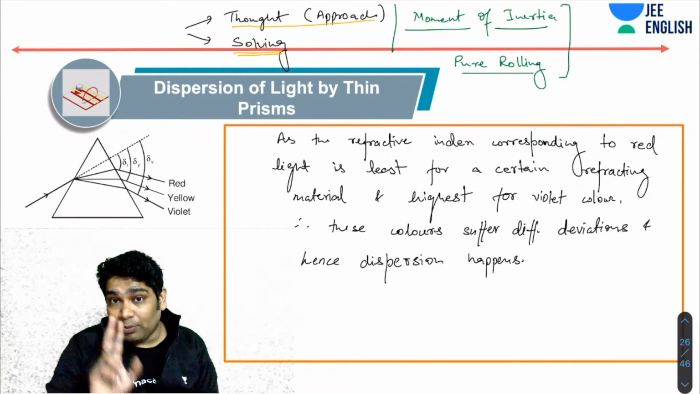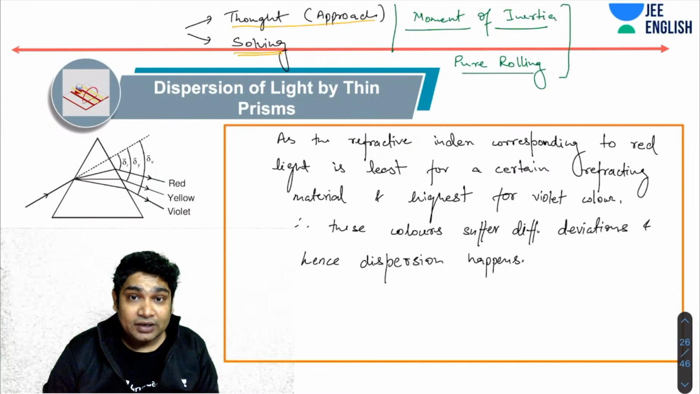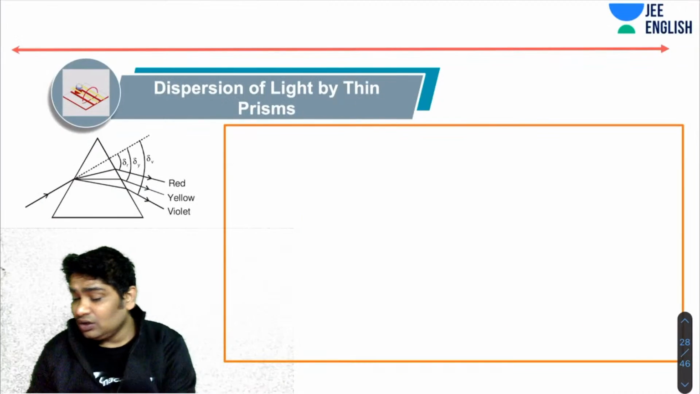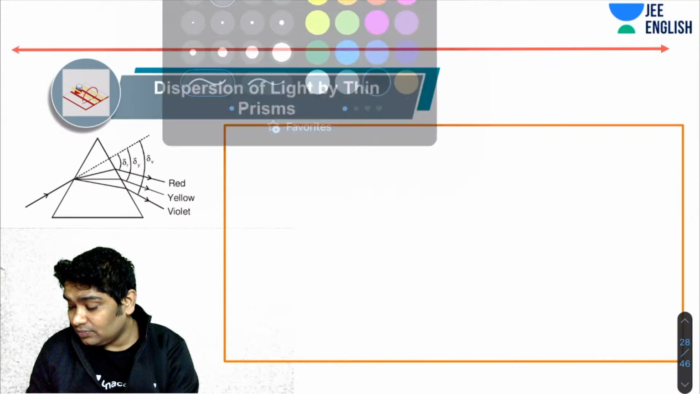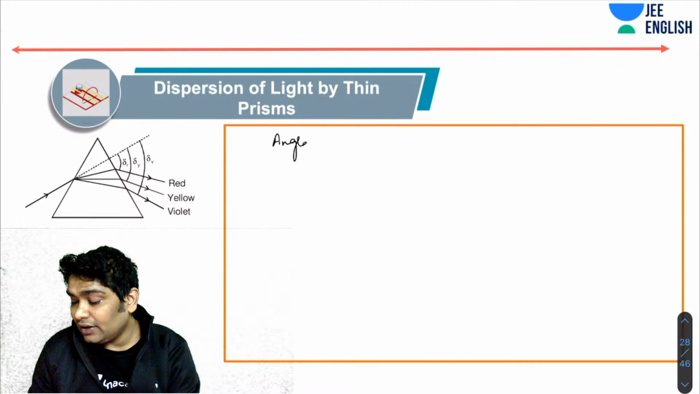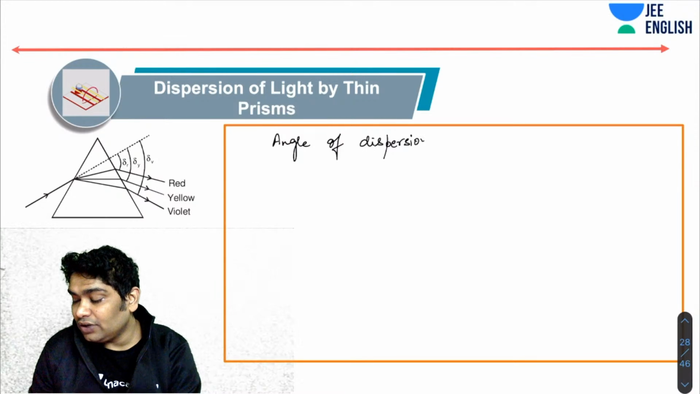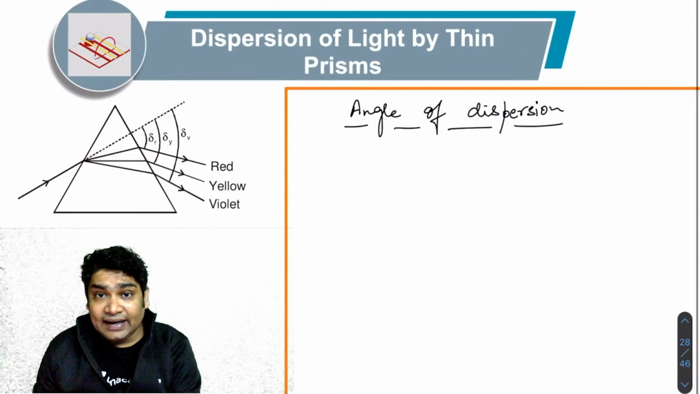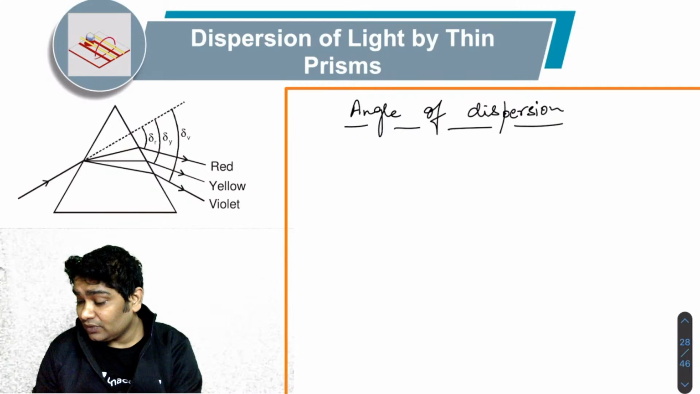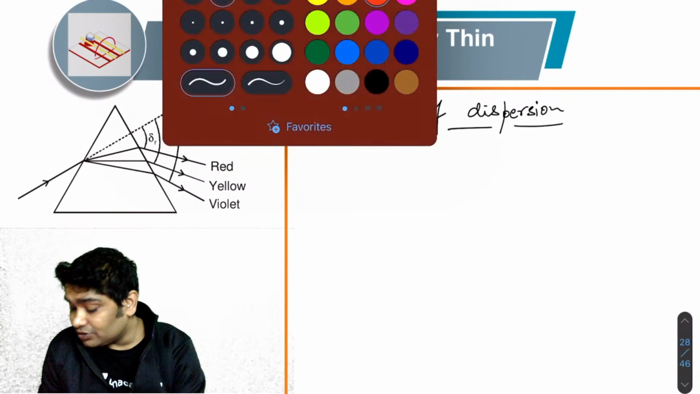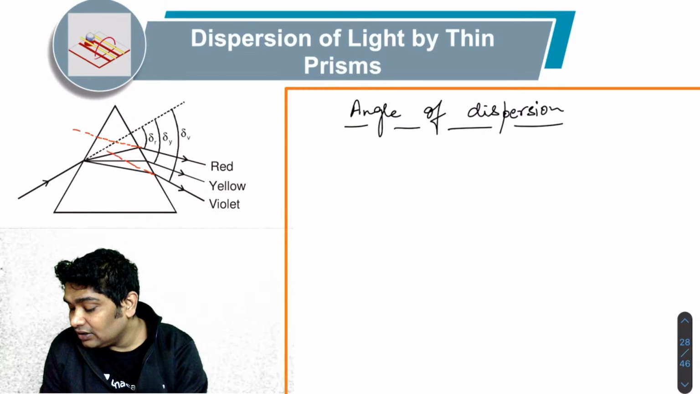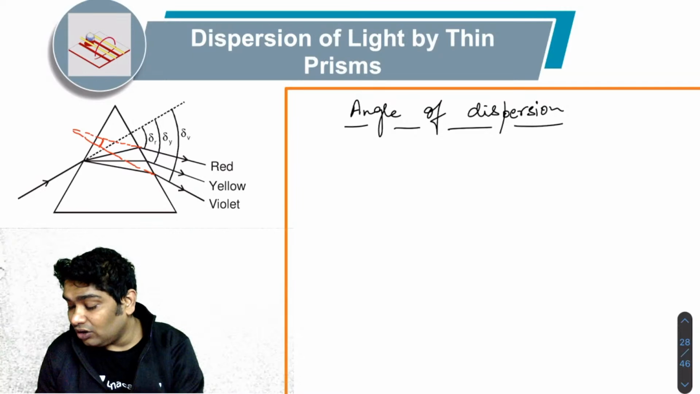Now we will talk about three important terms related to the deviations. One, we talk about the angle of dispersion. You realize the angle of dispersion is defined as the angle between the red ray and the violet ray. If I extend this, and if I extend this, then this angle is called the angle of dispersion.